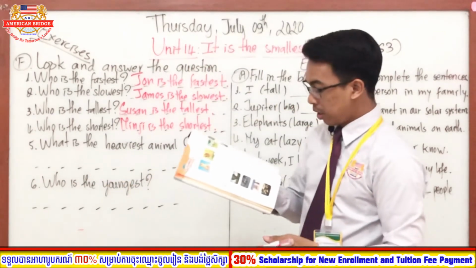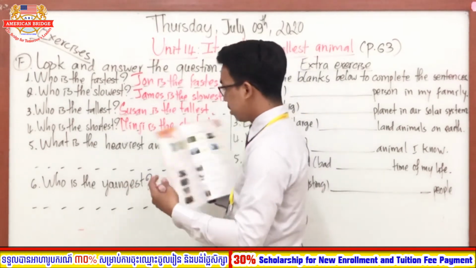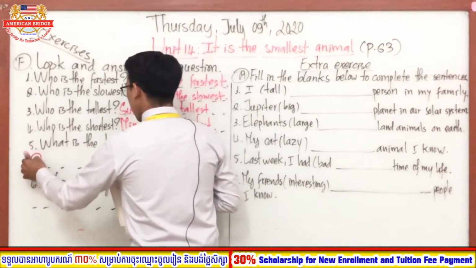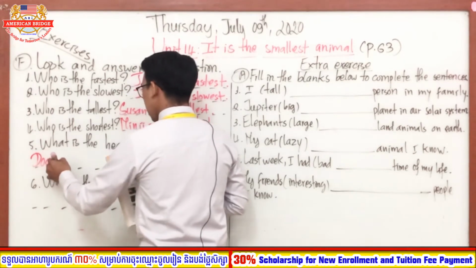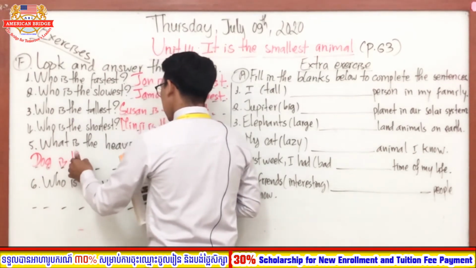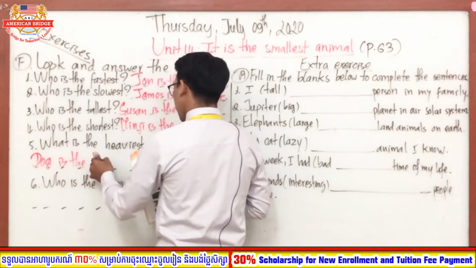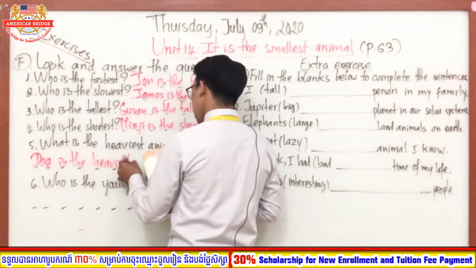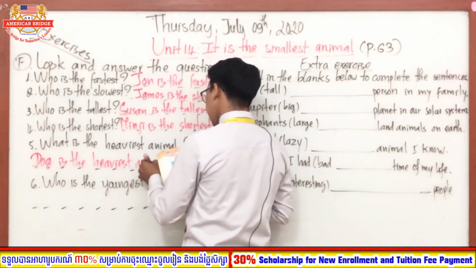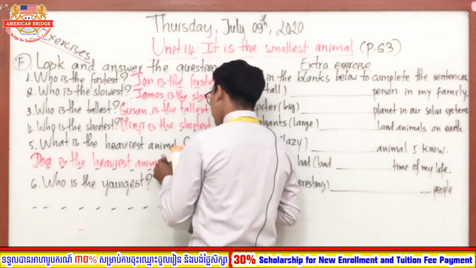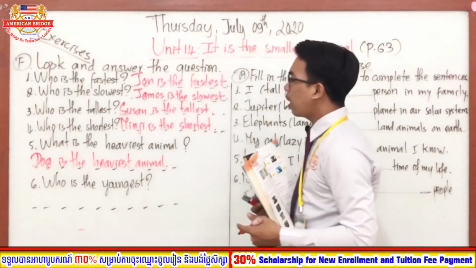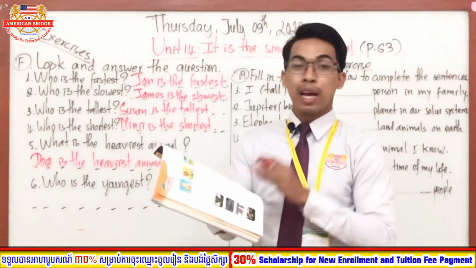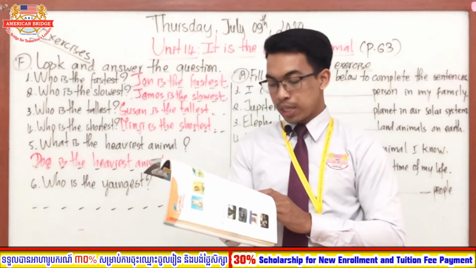Dog. So dog is the heaviest animal. Okay. So dog is the heaviest animal. You see? Good. So now let's move on to the last one, number 6.